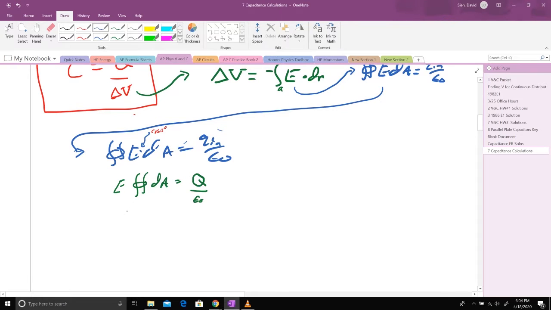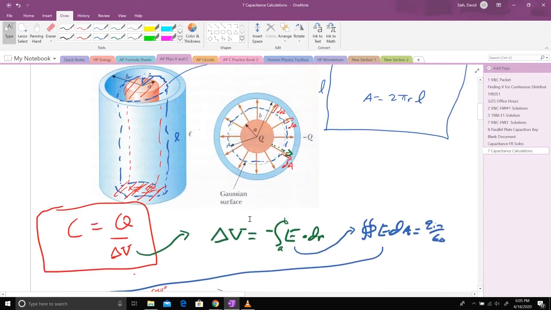So coming on to the next line, I'm going to get E times 2 pi r L is the Q inside, big Q over epsilon naught. Rearranging, I'm finally going to get that E is Q over 2 pi r L epsilon naught.